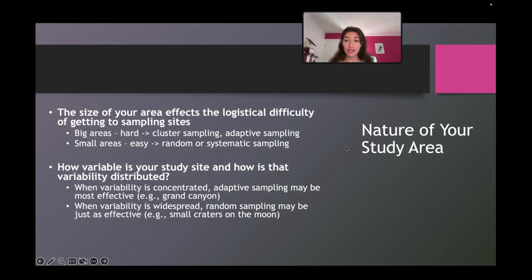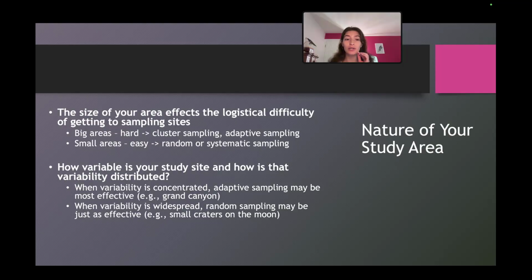So for the nature of your study area, the size of your area affects the logistical difficulty of getting to sampling sites. And this makes sense, right? A large area is going to be more difficult. A small area is going to be easier. So maybe for a large area, you want to do cluster sampling or adaptive sampling, whereas for a small area, random or systematic may work.